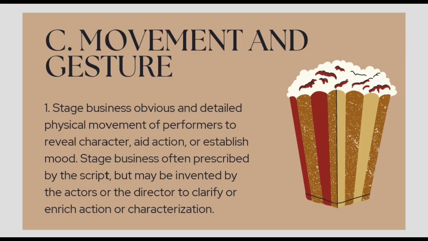And C, we have the movement and gesture. First, we have the stage business. Stage business refers to all the small, detailed physical actions performers do on stage that show something about their character. It helps move the story forward or set the mood. Some stage business is written into the scripts, but actors or directors often create extra movement to make scenes clearer or more interesting.